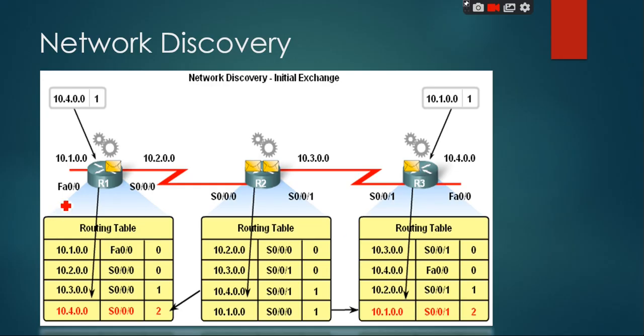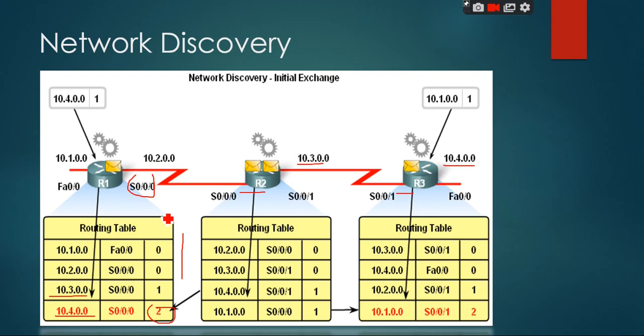Now if you look at these routing tables, R1 knows about 10.3.0, which is right here, and 10.4.0 right here, and the hop count is 2. Can you see that? Because if R1 wants to connect to 10.4.0.0, it should go from serial 0/0, then go to R2, that's 1, and then R3, that's 2, so the hop count will be 2.